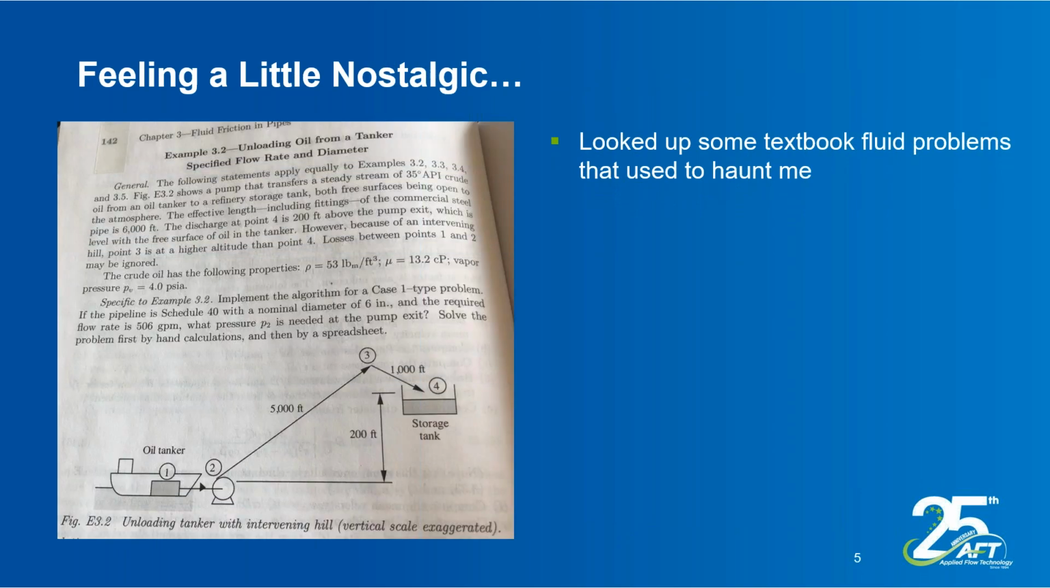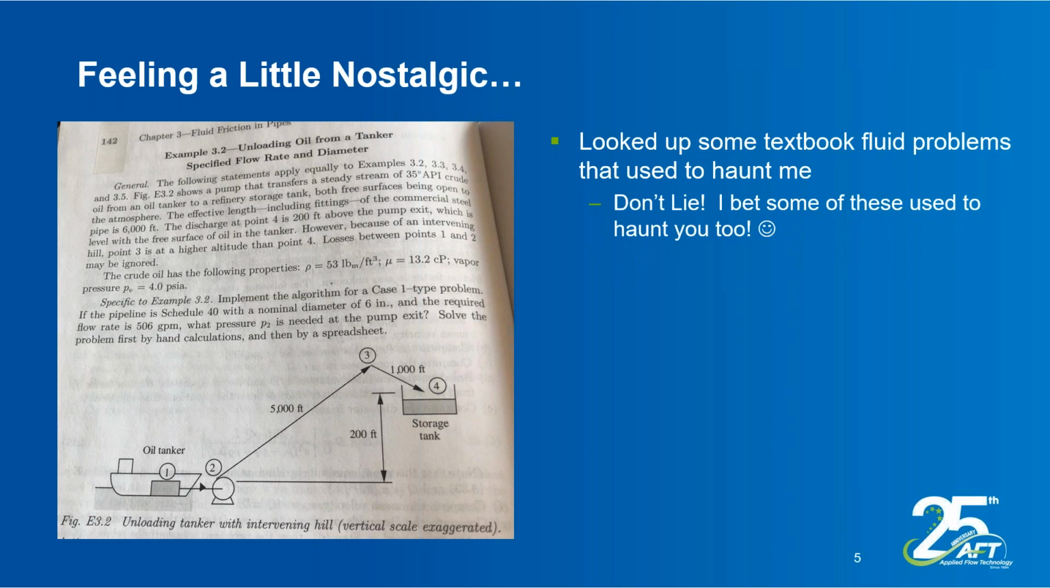This was a scary one. It's unloading an oil product from a tanker, and this is what the fluids book called a case one type problem, where the flow rate and the diameter are given. The goal of this example was to calculate what's your pump discharge pressure. And don't lie, I bet some of these fluids problems used to haunt you as well. So I'm not afraid to admit that, and I'm sure that they haunted a lot of us.